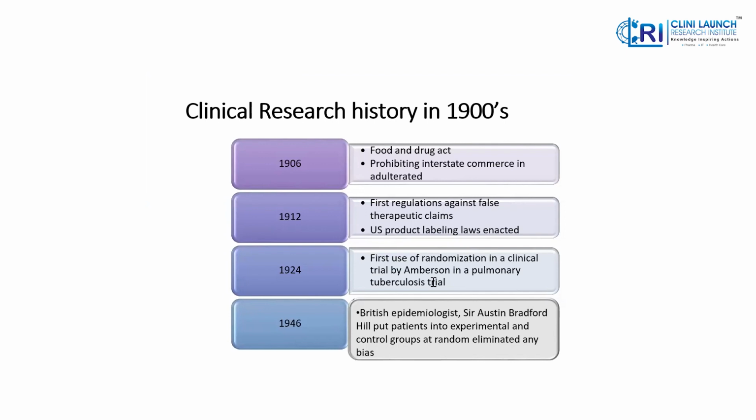Then in 1946, the British epidemiologist Sir Austin Bradford Hill put patients into experimental and control groups randomly, which eliminated bias.